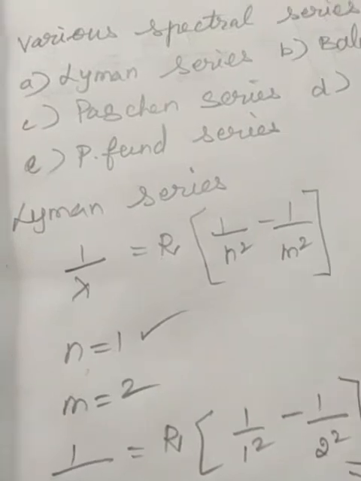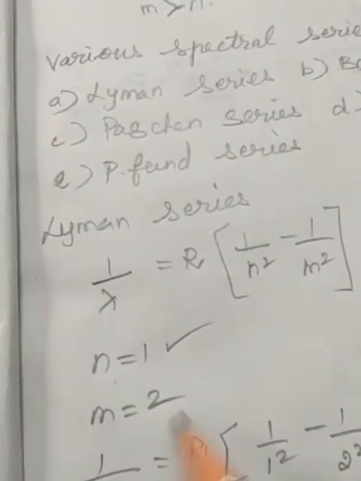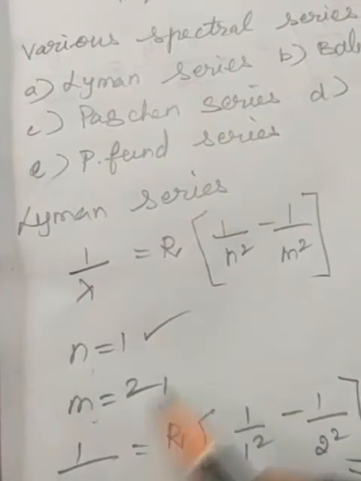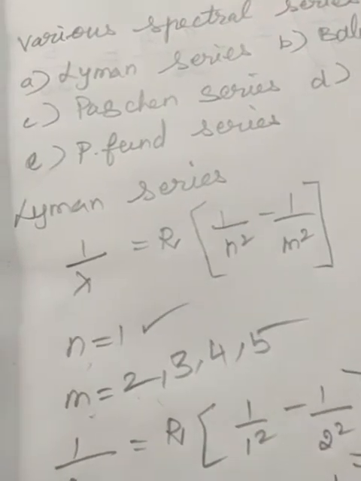Next, what about the other shells along with the first shell? 2, 3, 4, 5, 6. Those are the m shells, the m values. So 2, 3, 4, 5.